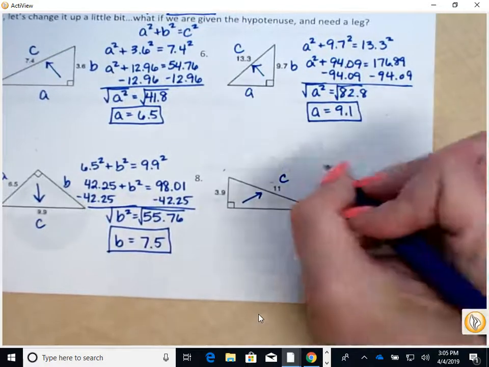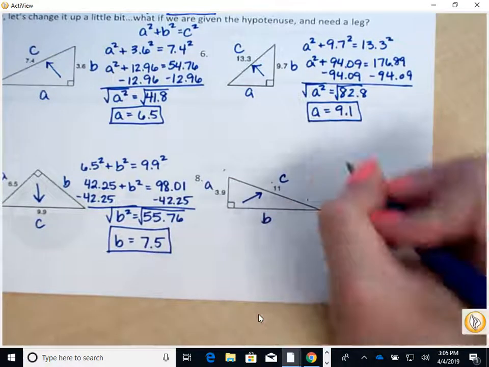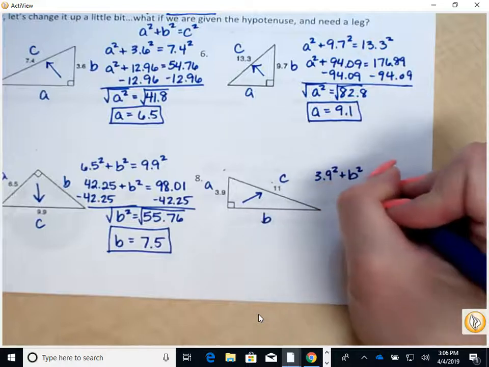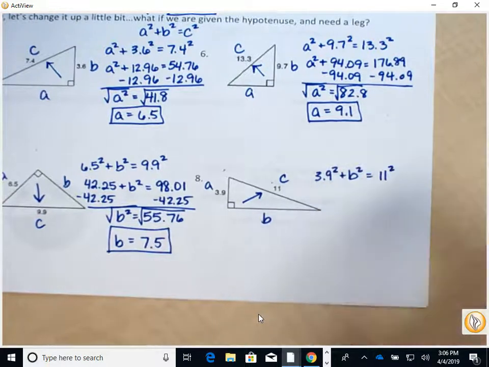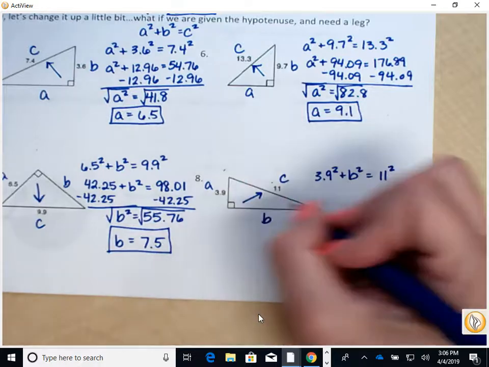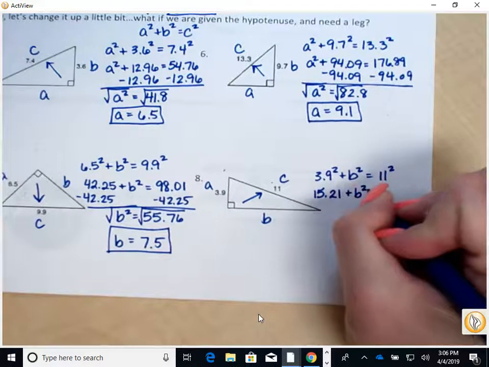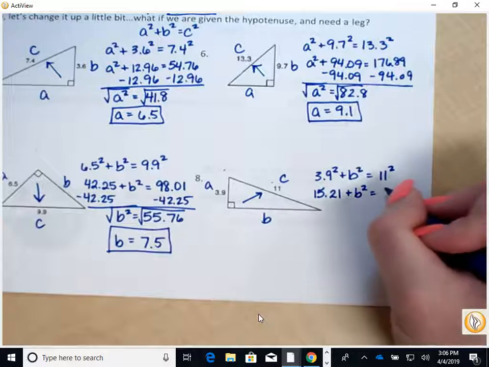Last but not least, we got 3.9 squared plus B squared equal to 11 squared. 3.9 squared gives me 15.21. Bring down our B squared since we don't know what that is. 11 squared gives me 121.